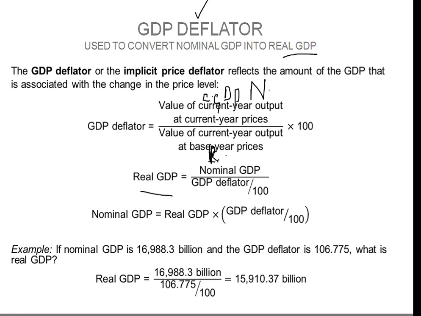In this example you can see the nominal GDP and the GDP deflator. We can calculate real GDP by dividing: this is our numerator and this is our denominator, divided by 100. So we can have our real GDP.